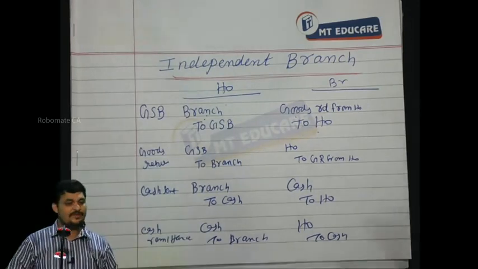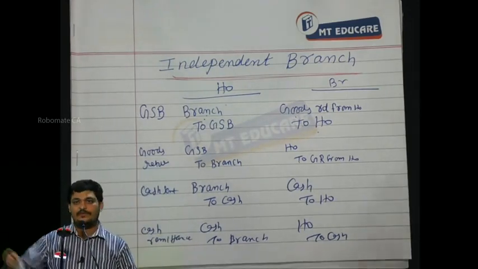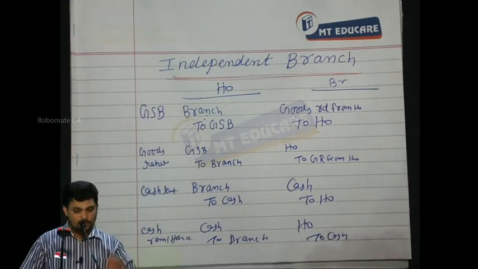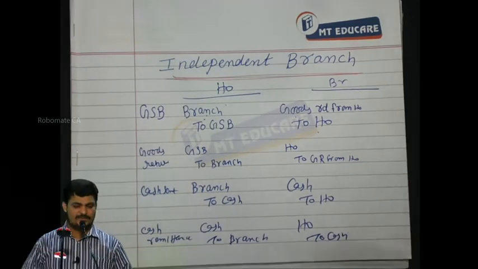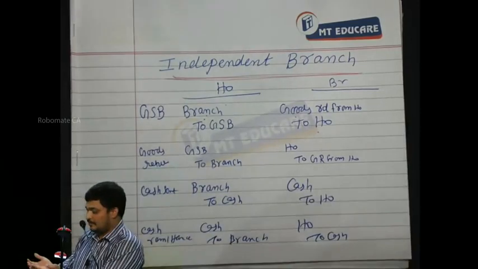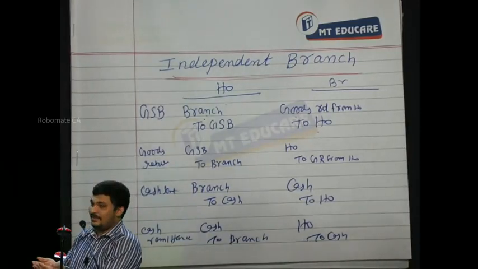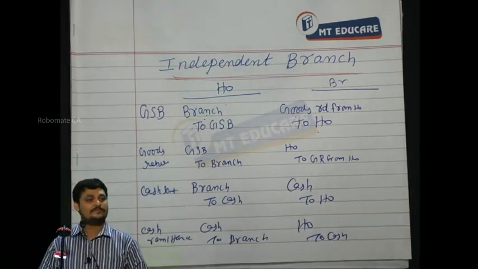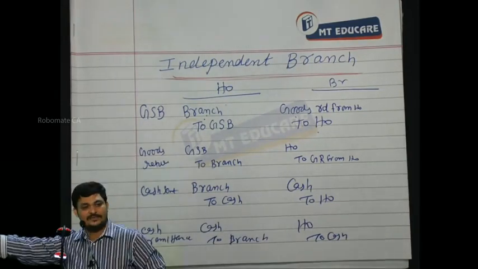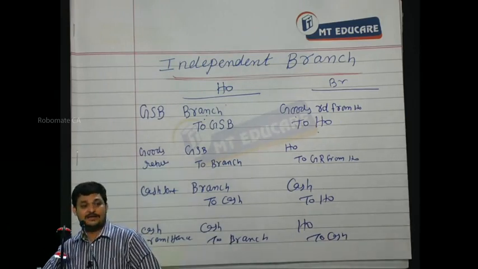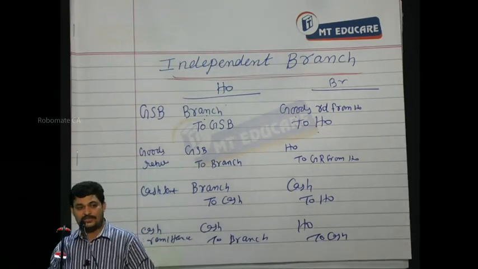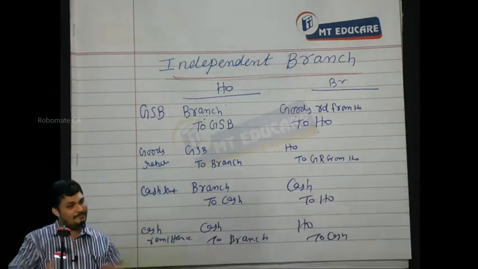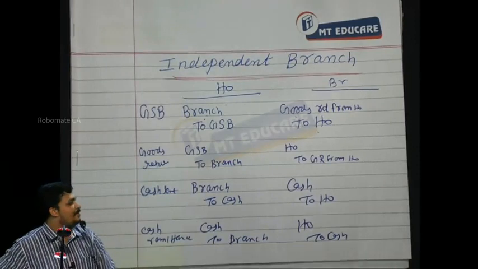So this concept, how can we apply it? Head office sending goods to the branch. Branch to goods. What goods? Goods sent to the branch. Branch is receiving goods. Goods to head office. Which goods? Goods received from head office. Branch is giving cash, so head office to cash. Head office is receiving cash. Cash to branch. Simple accounting entries. Everybody?